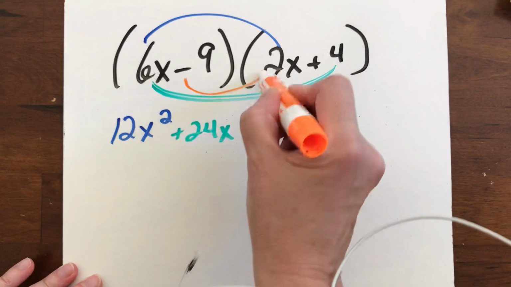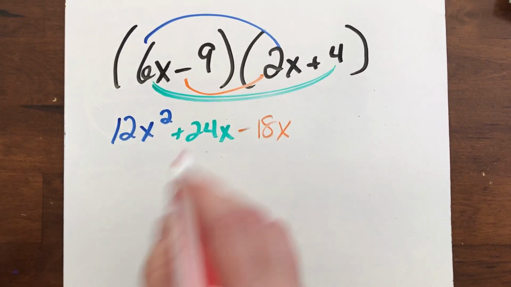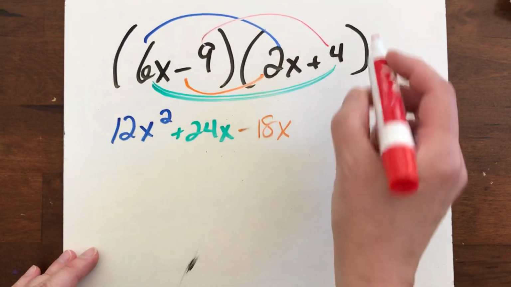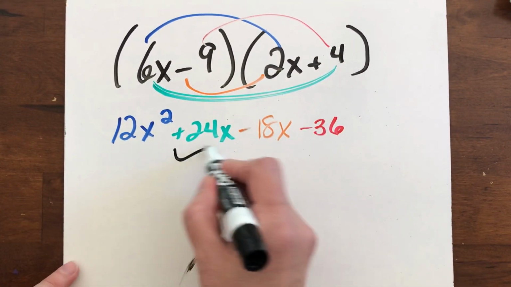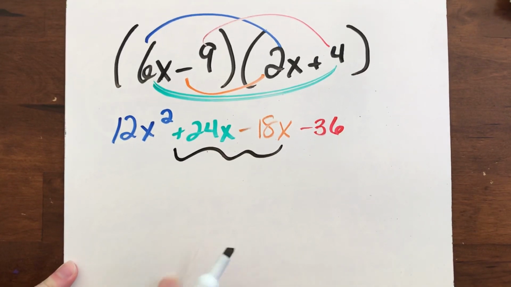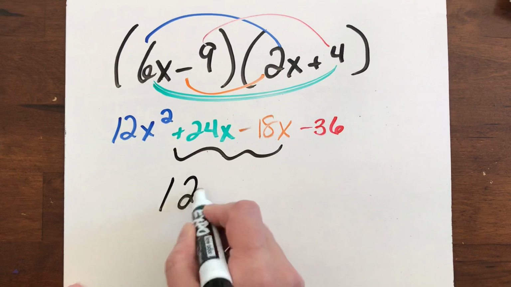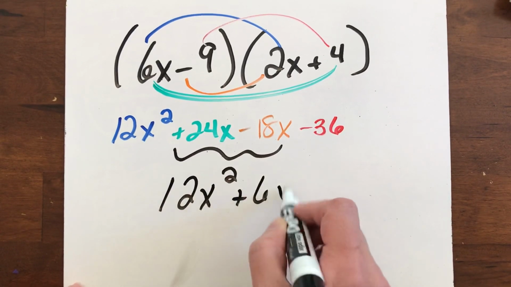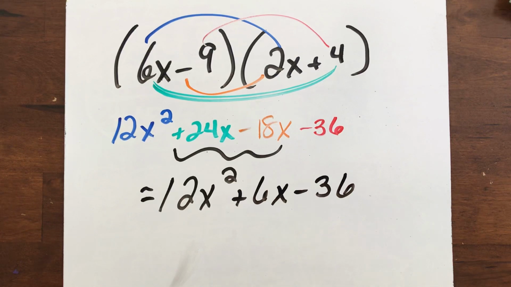So I have negative 9 times 2x is negative 18x. And then the last ones I did in red. Negative 9 times 4 is negative 36. All right, now we can combine those in the middle. 24 minus 18 is going to be 6. So we're going to have 12x squared plus 6x minus 36. And you're done.